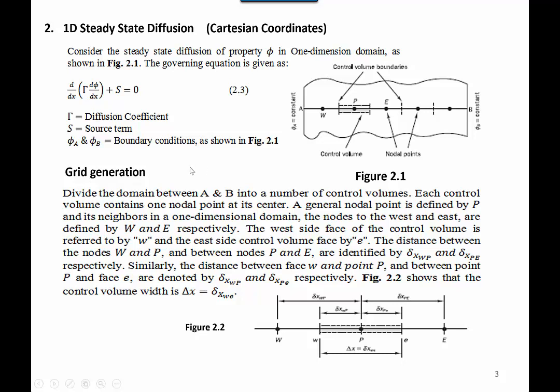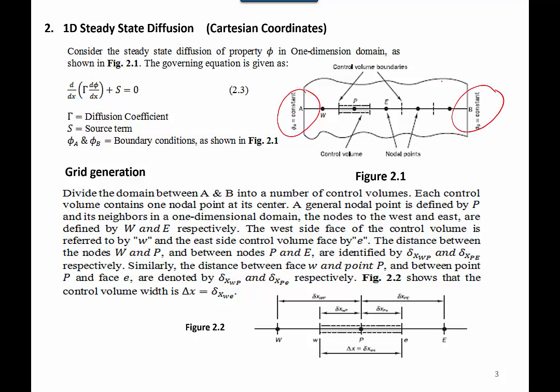So this grid generation will divide the domain between point A and point B into a number of control volumes, which is shown in figure 2.1. We start our solution by grid generation, which is dividing the domain between point A and B into a number of control volumes.